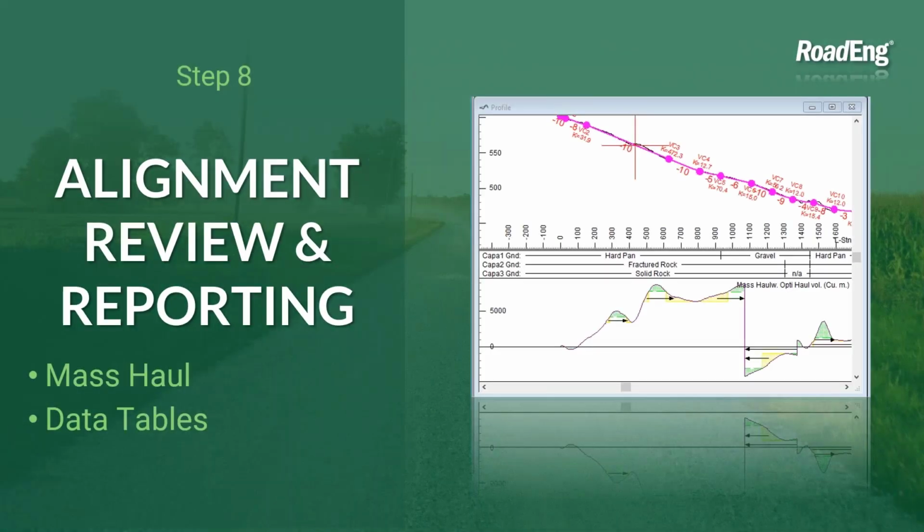Okay, almost done. It looks like we're going to go a couple minutes over, so hang tight with us, everyone. This is step number 8 out of a total of 9. So in this step, we're going to now go and look at some of the different tools inside the software to help you review your alignment, as well as some reporting options that you have for, say, getting volumes, perhaps getting information about the culvert structures that you've included in the project. So we're going to take a look at the mass haul as well as how to work with data tables. With that, Matt, coming back your way again.